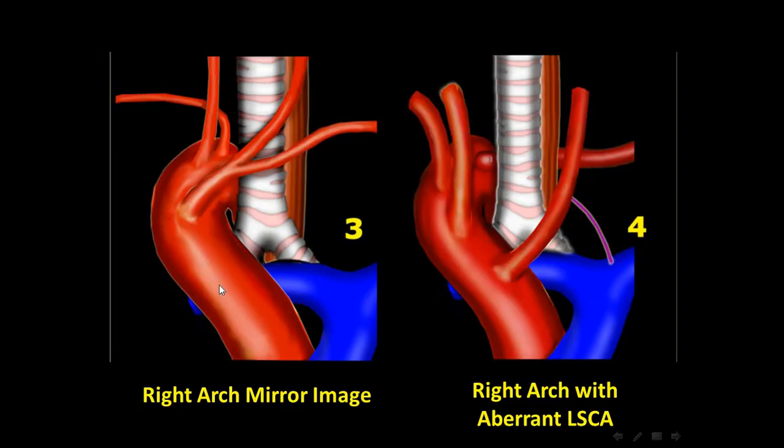This is a case of right arch mirror image. The aortic arch is supposed to be here, right? But now it's passing to the right of the trachea and esophagus. But again, it has the right subclavian, the right common carotid, and here it has a left brachiocephalic, which will then give the left common carotid and left subclavian. This is what is called the mirror image.